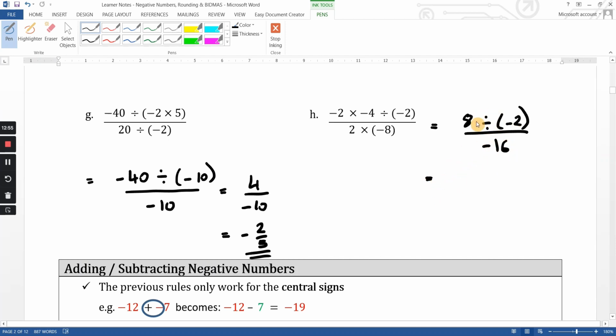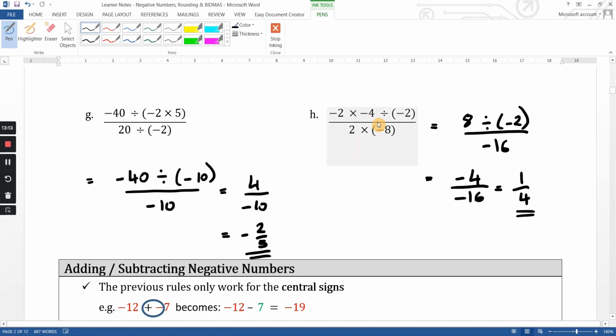Okay, and let's do the top bit again. 8 divided by minus 2, that's giving me minus 4 over minus 16. That simplifies to positive 1 over 4, or a quarter. Yeah, again, you can leave it like that.